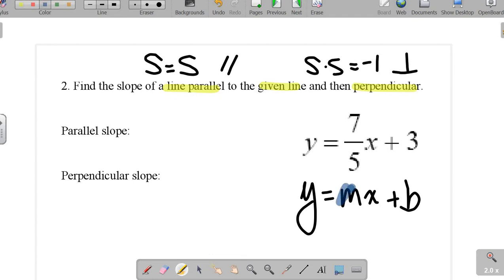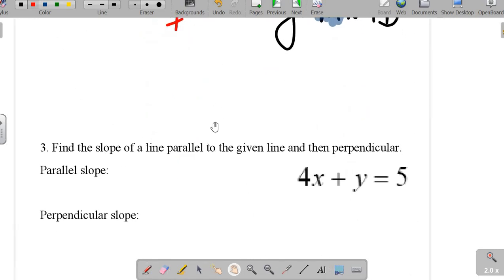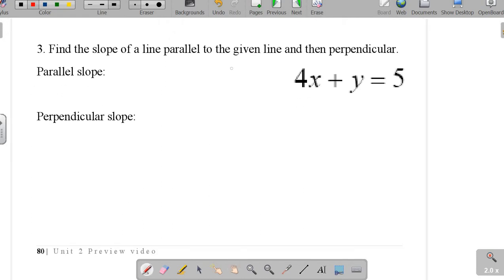Well, being that our slope, we already have it in y equals mx plus b, is 7/5, our parallel slope is exactly the same. Our perpendicular slope is the opposite reciprocal. Find the slope of the line parallel to the given line, then perpendicular.